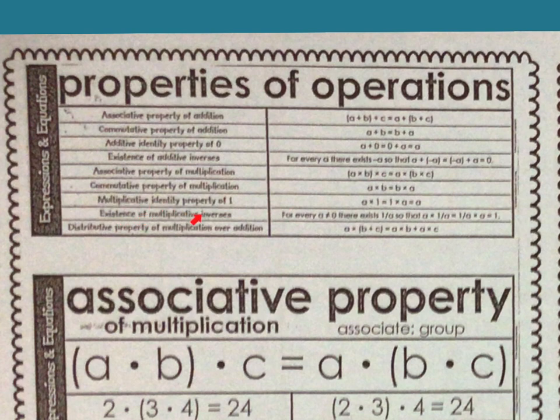And then the existence of multiplicative inverses. For every A that is not 0, there exists an A that is 1 divided by A, so that, you know what, we're going to skip that one for right now, because I know that we talk about it when we talked about reciprocal, and we talk about it when we're dividing fractions. That's what that one is. And then we have the distributive property of multiplication, and we're going to talk about that one in the next couple of days, not in this lesson, but I will talk about it a little bit down here, because you are aware of it, because we have actually talked about it a little bit.